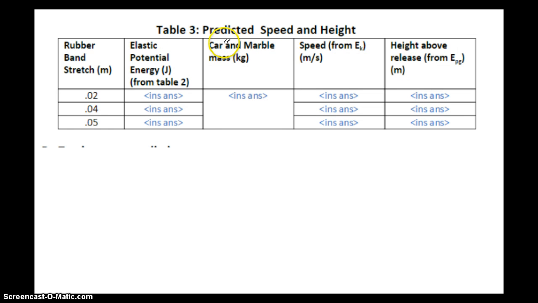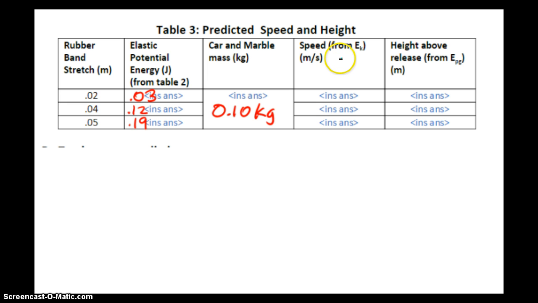Now, Table 3 asks us to predict the speed and the height that we'll end up getting for our car based off of the amount of energy we had stored in our rubber band. Okay, so first thing would be we just end up transferring the elastic potential energy from Table 2. When you type this, obviously this will go away. I'm going to be writing it, so I'll have to write over the top of that. Let me fill that in now. So I've just transferred the values from the previous table. The car and marble mass for all of us, unless you ended up putting too many marbles in there, should be 0.10 kilograms for all of these.